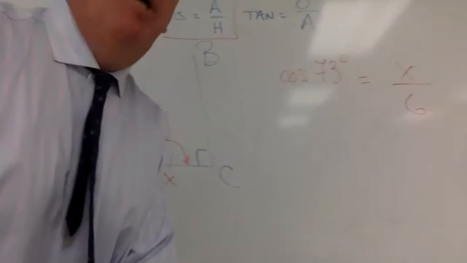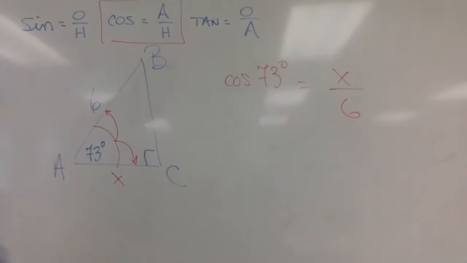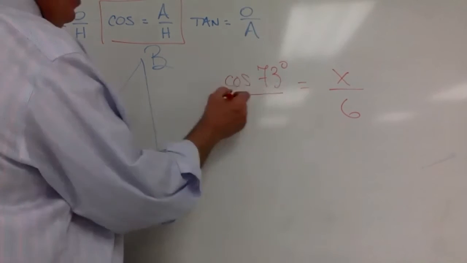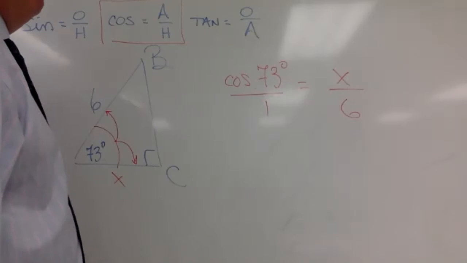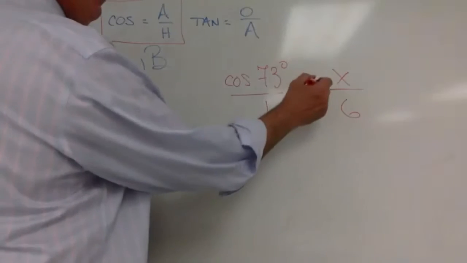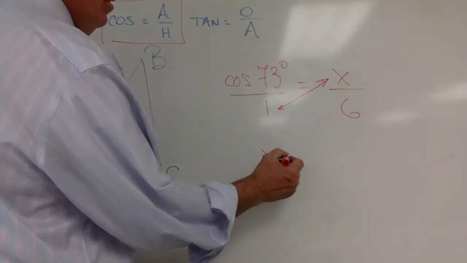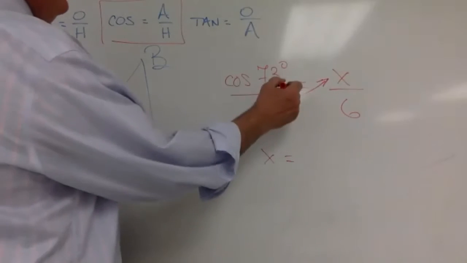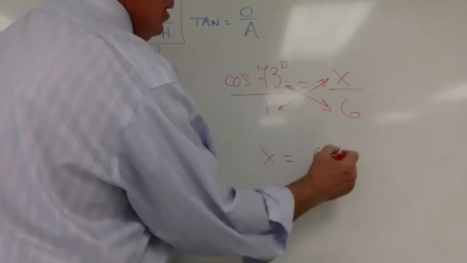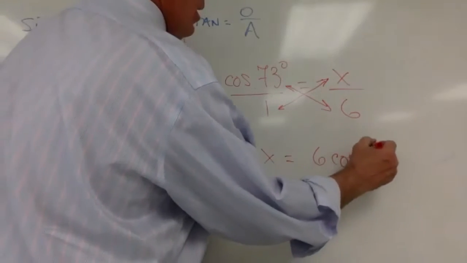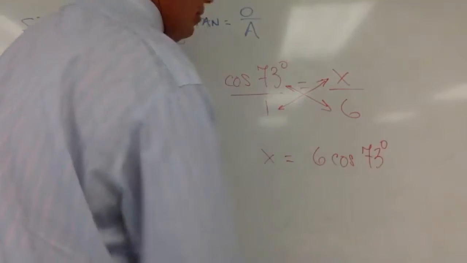Does that make sense to you guys? Do you see how we did that? Yes, sir. How do you solve that? What's x times 1? 1x. Yep. What's this? 6 times the cosine of 73 degrees.